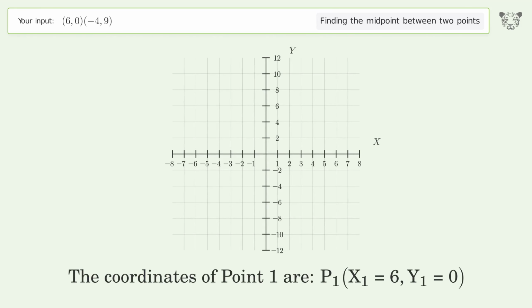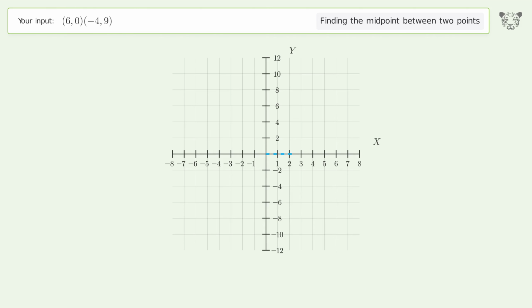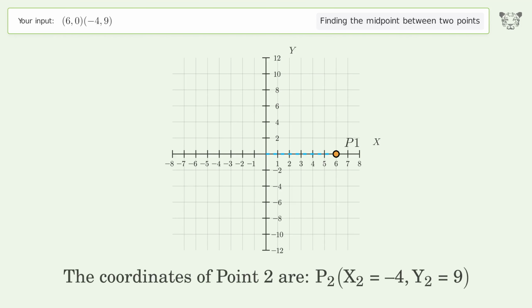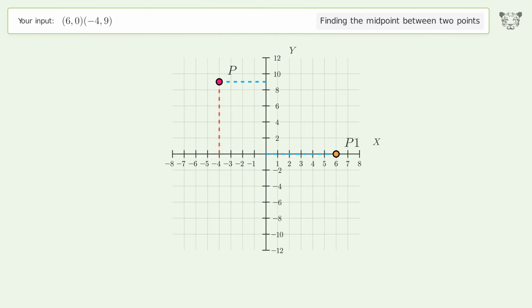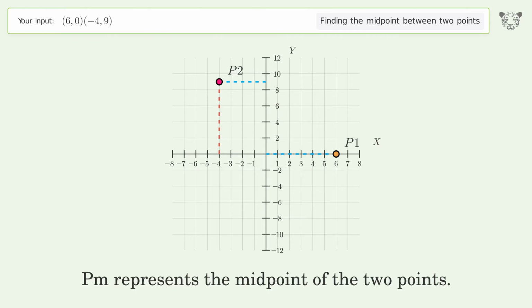The coordinates of point 1 are x1 equals 6, y1 equals 0. The coordinates of point 2 are x2 equals -4, y2 equals 9. PM represents the midpoint of the 2 points.